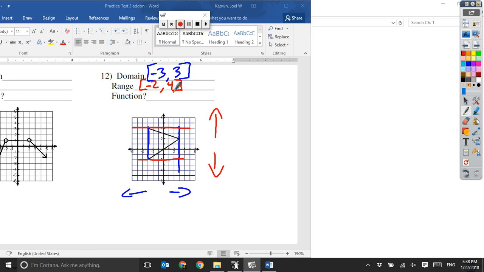If I ask, is it a function? Well, if I draw a vertical line straight through it, it touches at 2 points. So no, not a function. And that is the end of the practice test.